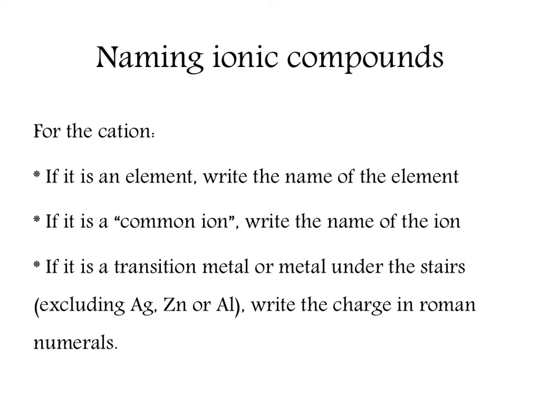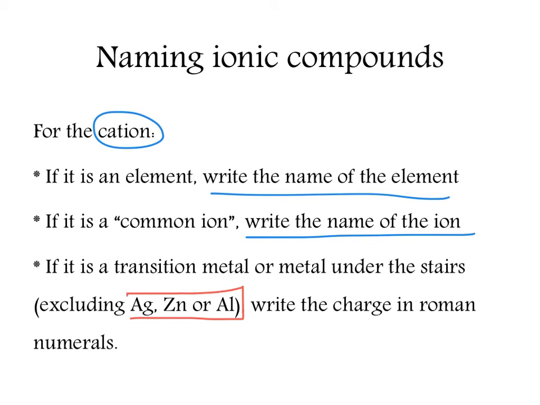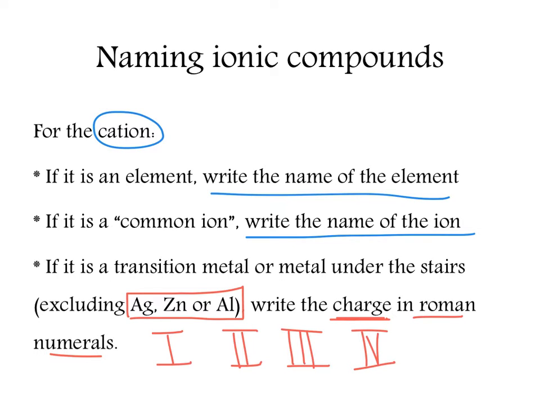So when you're naming ionic compounds, for the cation, the positive part first. Positive always comes first. If it's an element, just write the name of the element. If it's a common ion, just write the name of the ion. If it's a transition metal or a metal under the stairs, excluding silver, zinc, aluminum, these are on your common ions chart, and we're going to talk about those later. These do not follow that rule. You should write the charge of the element in Roman numerals. 1 looks like this, 2, 3, 4. You'll typically only ever have 1, 2, possibly 3. You're not likely to have 4, but there they are.